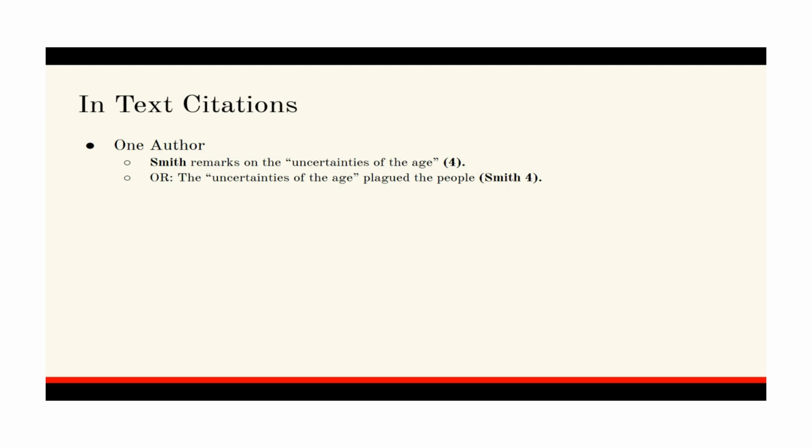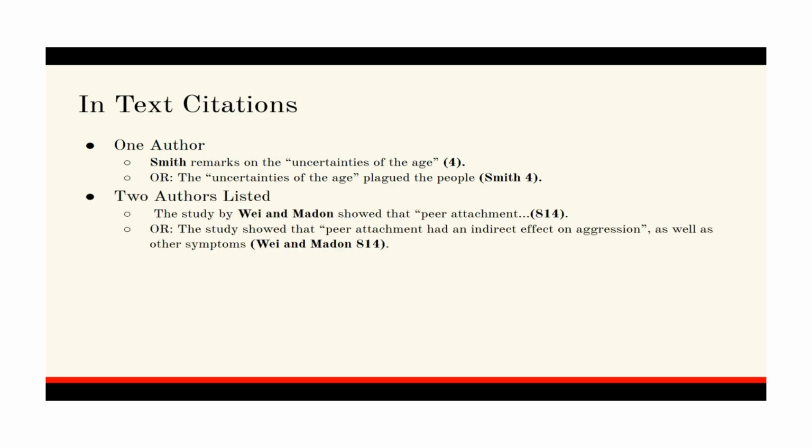If you are parenthetically citing, include the last name and page number all within parentheses at the end of your sentence. If there are two authors, include both authors' last names and the page number, using the word "and" to separate the names. If your resource has 3 or more authors, you include only the first author's last name, followed by the abbreviation et al. This is again followed by the page number.